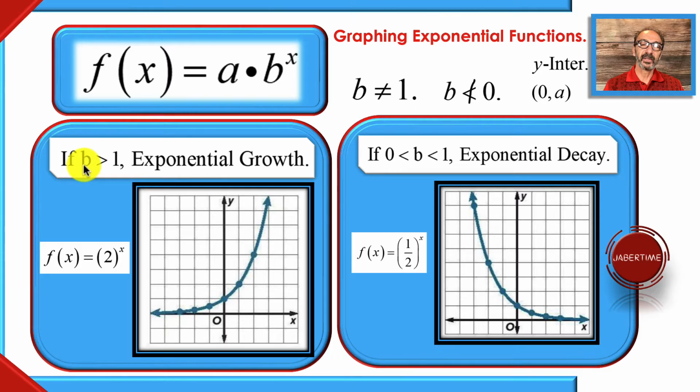So in general, if b is greater than 1, we have exponential growth, and a good example would be 2 for the base. And that's how it should look.